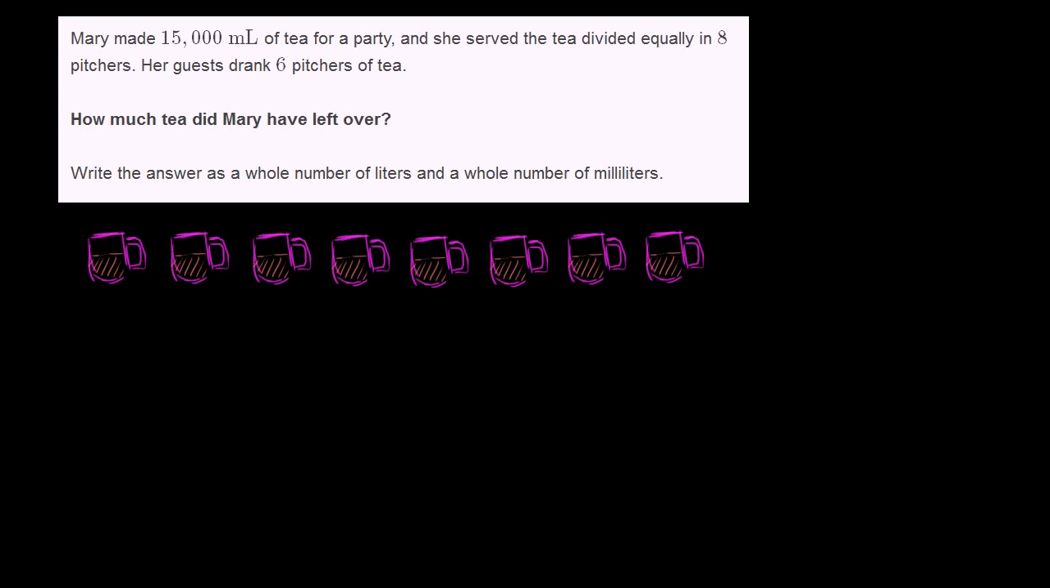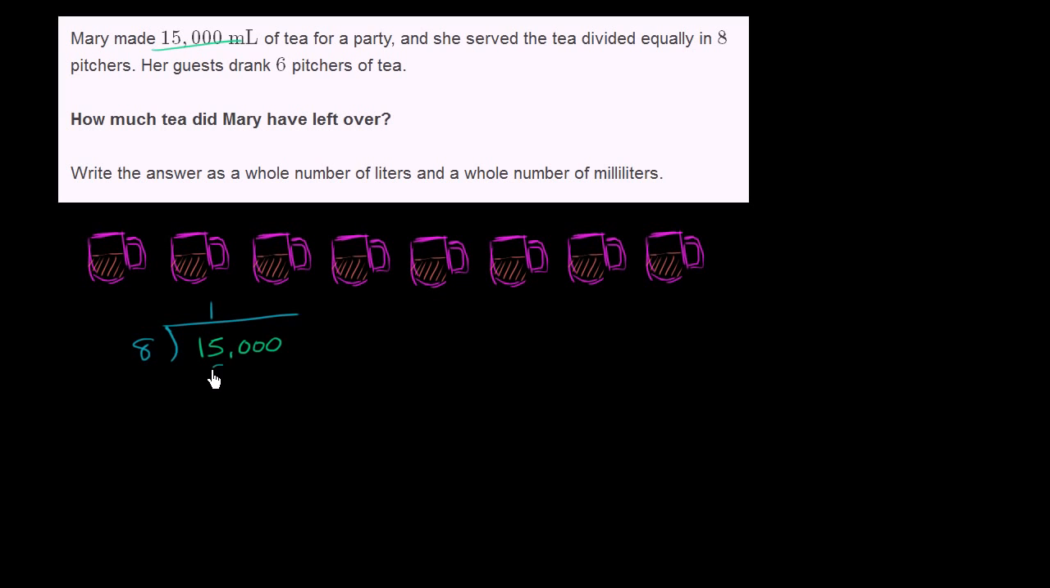So that's straight up division. She's going to start with 15,000 milliliters, and she's going to divide it by 8. She's going to divide it into 8 equal groupings, or 8 equal pitchers, with the same amount in each of the pitchers. So 8 doesn't go into 1, it goes into 15 one time.